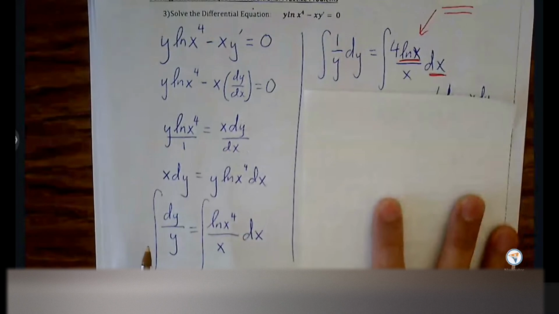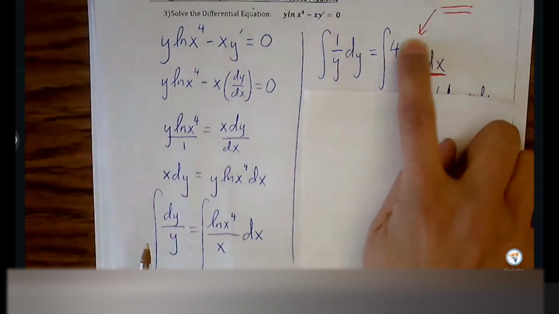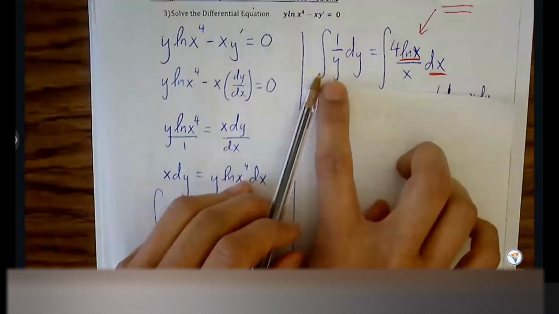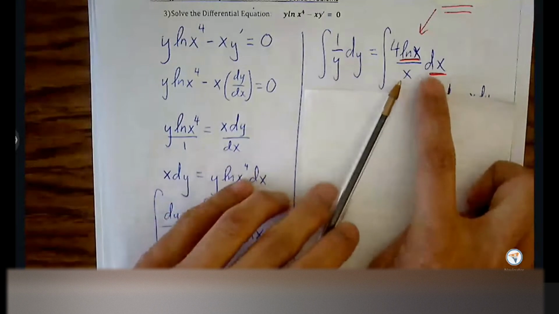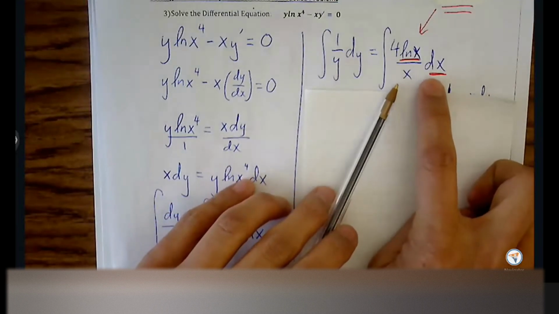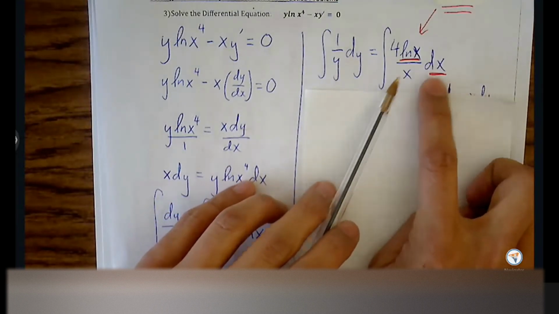So reset, I have it up here. That exponent 4 I brought down as a 4 in front. The left side is ready to go. The right side is a little messy. There's no rule that can handle this initially. We have to go through what?